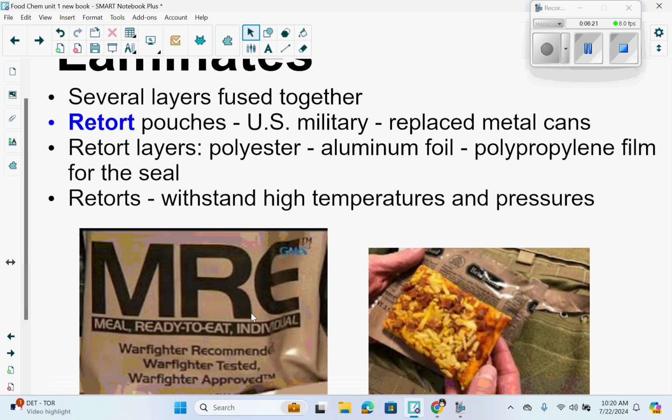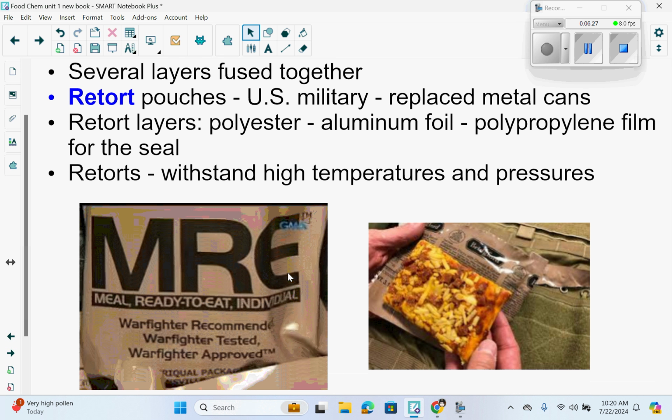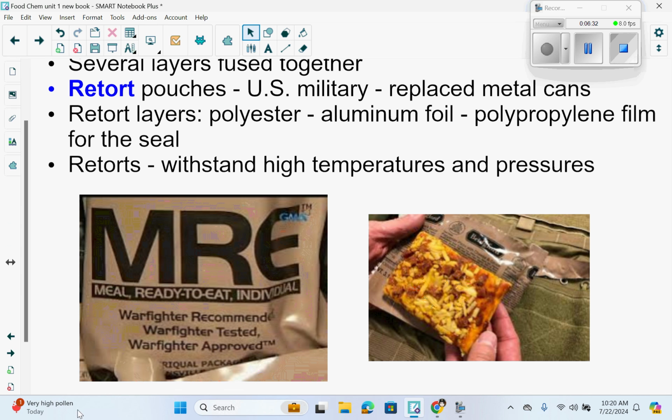The retorts, you can see these right here. These are your meals that are ready to eat. They withstand high temperatures and pressures, which is needed for the military, right, for their different locations. So you can see the package of food in there, right?